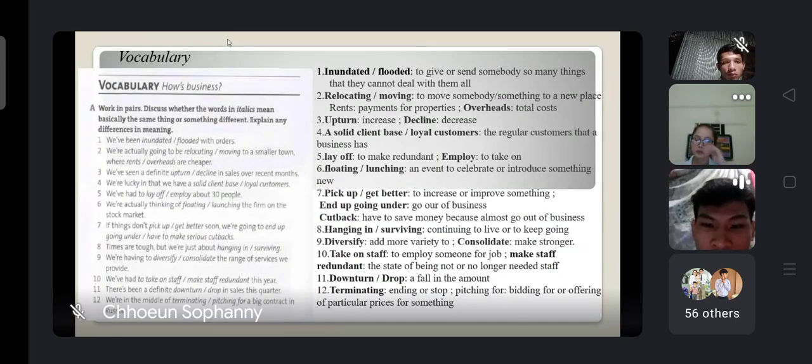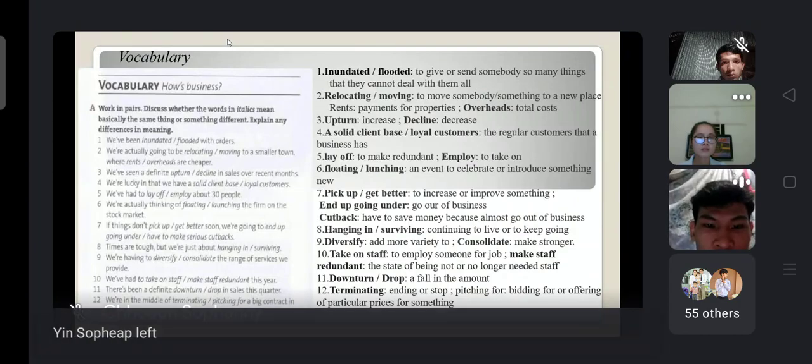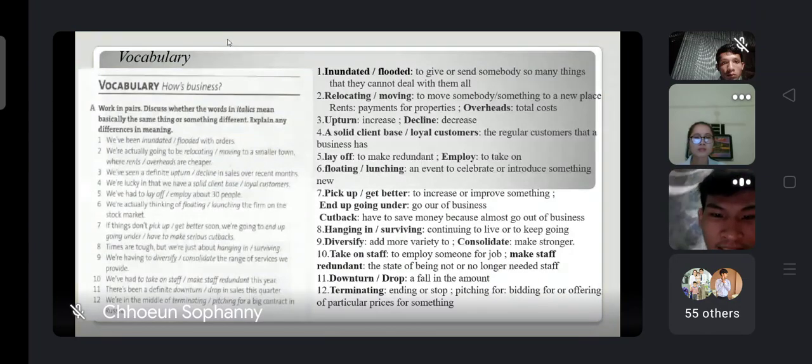And another one is overhead. Overhead means total cost. That means the sum of the costs that you purchase or pay for something. That means overheads. And number 3 is upturn. Upturn means increase. You need to increase the amount of sales. You need to increase something. That is what we call upturn. And another one is decline. Decline means decrease. Decline, decrease something, decrease the amount of sales, decrease the cost or something else.